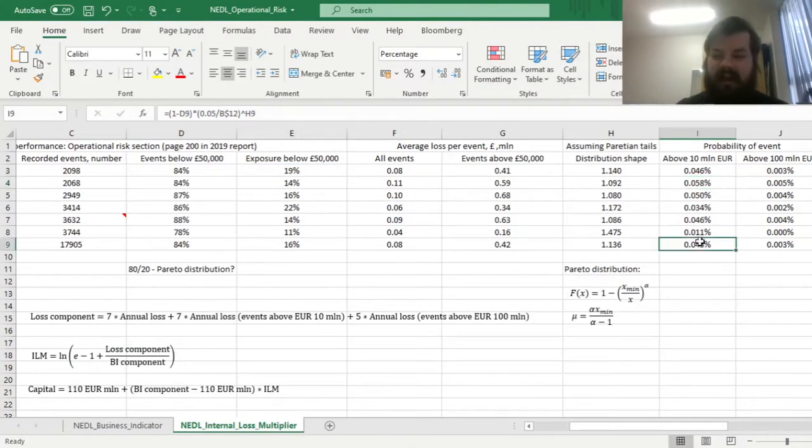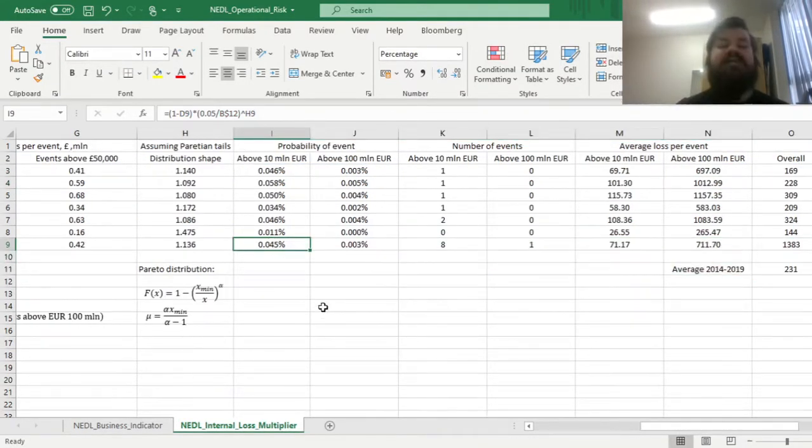So we can figure out that only 0.045% of all events across the whole 6-year history were exceeding 10 million euros, and less than 0.003% were exceeding 100 million euros.